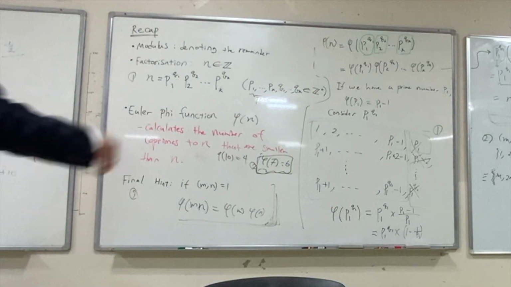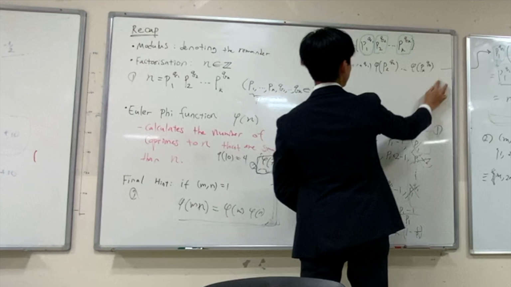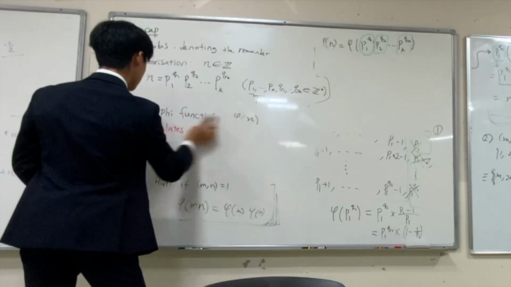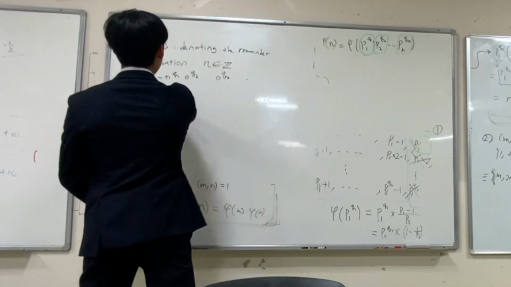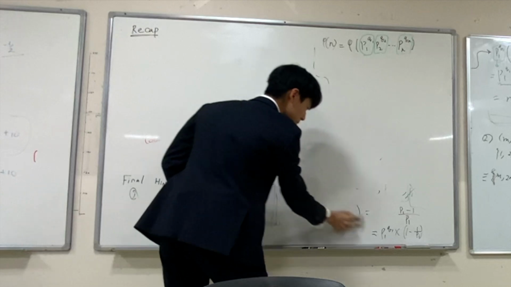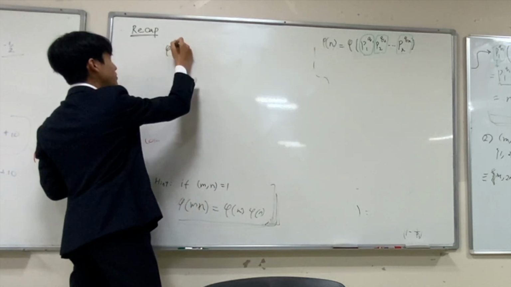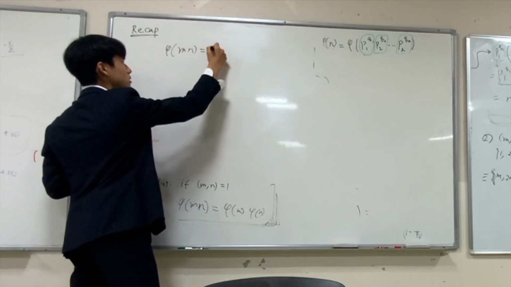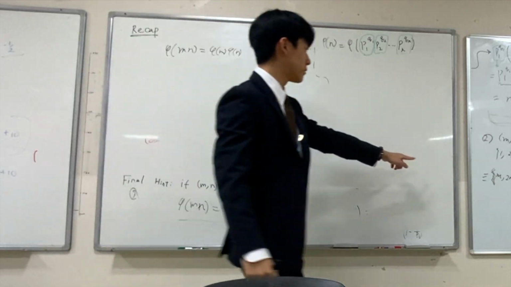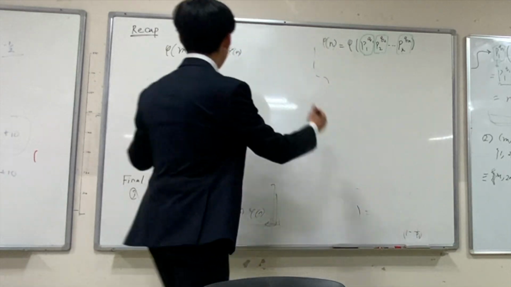Okay, so let's do the proof for this final hint. I personally think that the proof for this one is kind of cool. So let's first prove that phi of mn equals phi m times phi n. And then the first thing that I gave you was this one about writing the numbers in m times n squared. So that's what we're going to do.